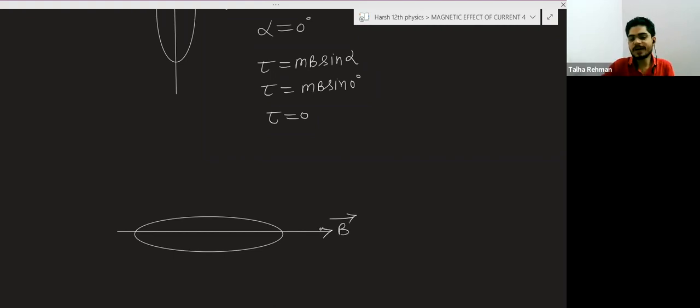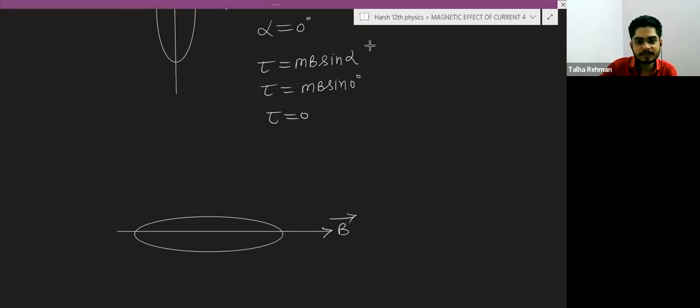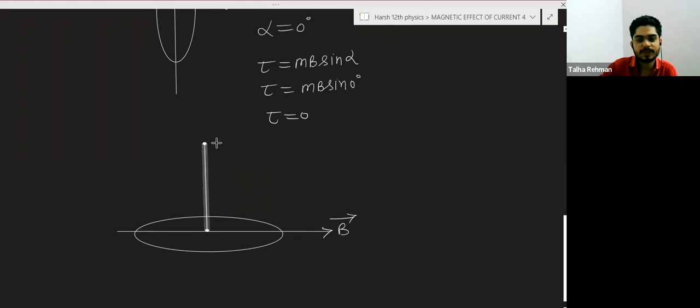Now the magnetic moment, we know, is always perpendicular to the plane of the coil. So the magnetic moment in this case will be like this. This will be the magnetic moment. So the angle between the magnetic field and the magnetic moment is 90 degrees.